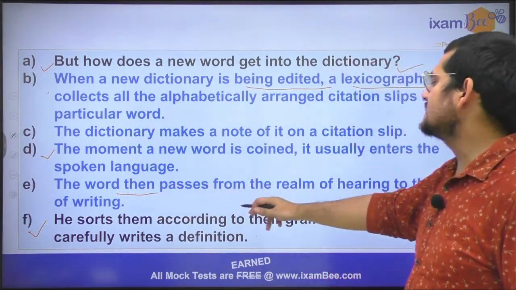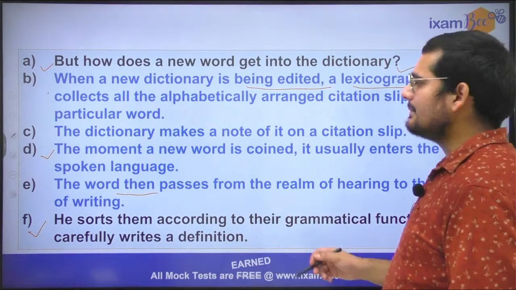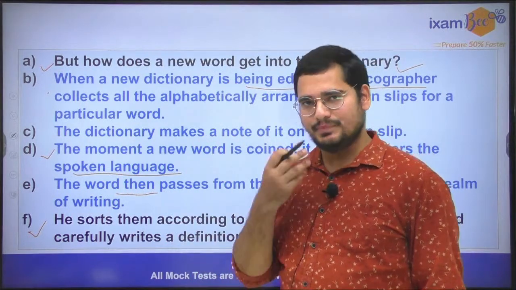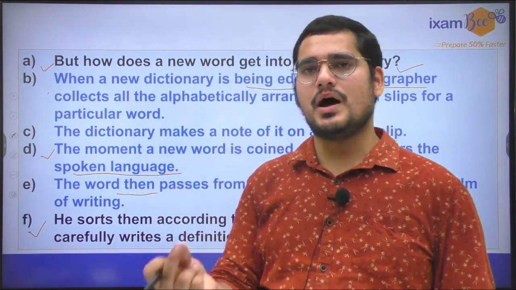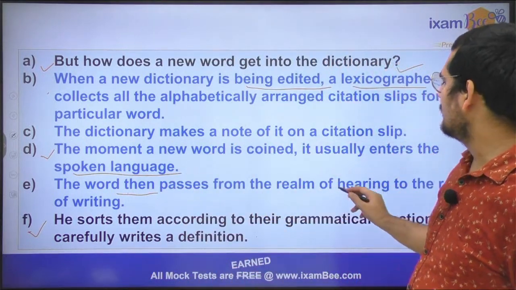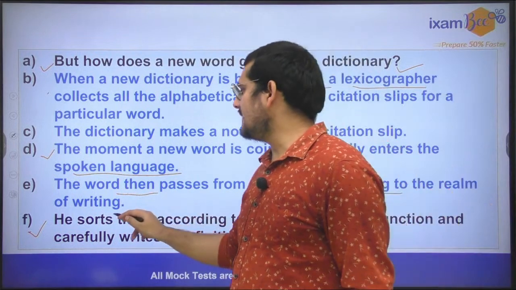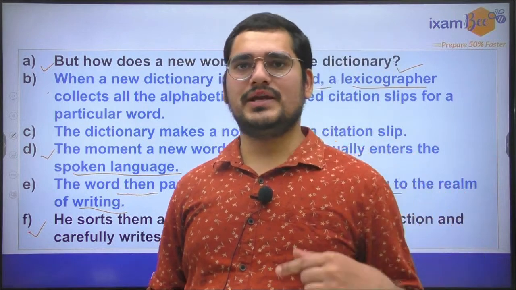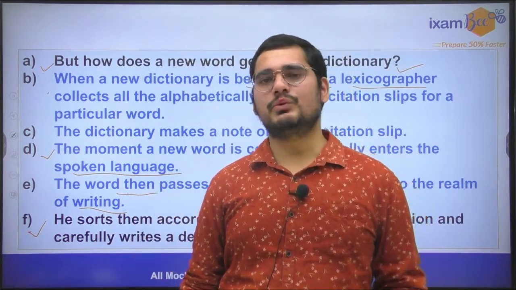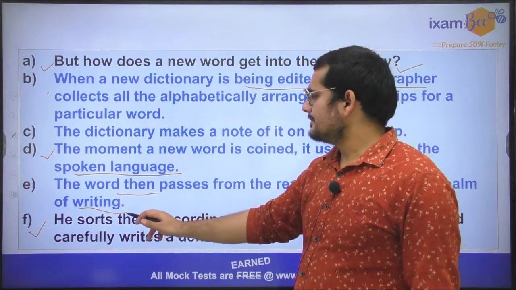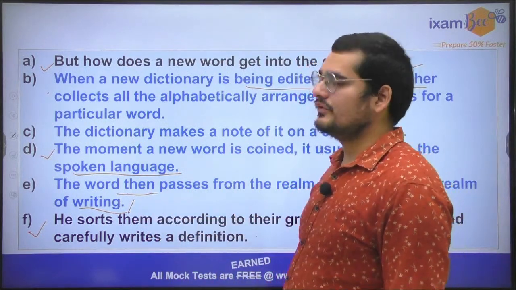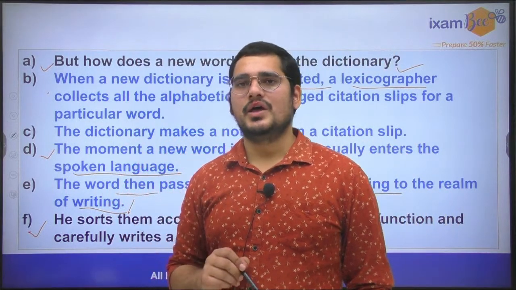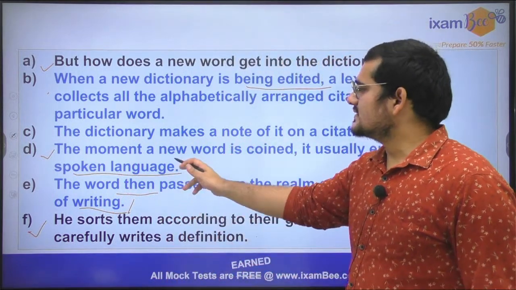The word then passes from the realm of hearing to the realm of writing. यहां पर बात हुई थी spoken language की, आपने उसे सुना and you started using it in your speaking, right? You started using it in a conversation, and after that what happened? The word then passes from the realm of hearing to the realm of writing. That means first it started getting used in your daily conversation, in your daily spoken language. After that it started being used in writing. ठीक है? तो हमने चैटिंग्स में उसको लिखना चालू कर दिया, लेटर्स में हमने उसको यूज करना स्टार्ट कर दिया, ठीक है? So this is the continuation of this.